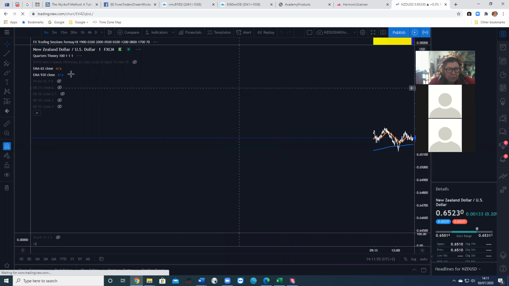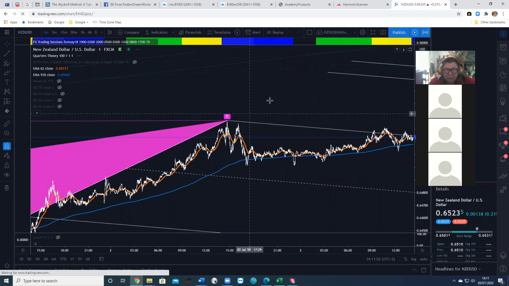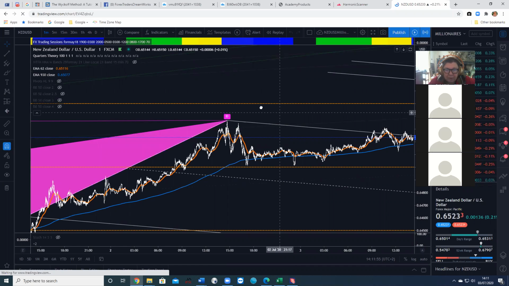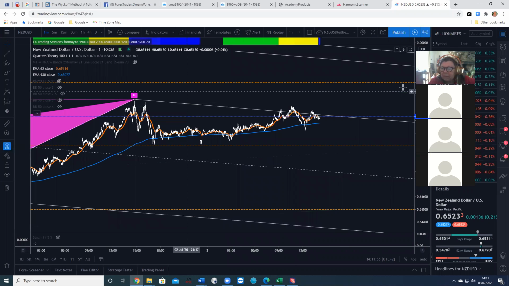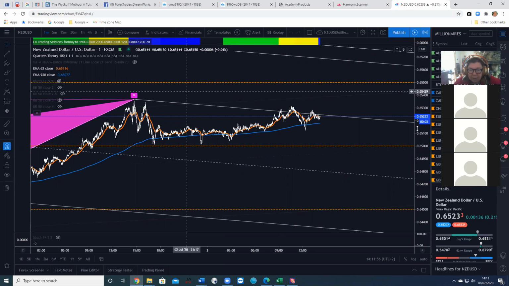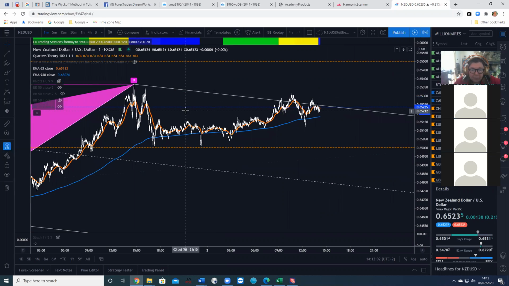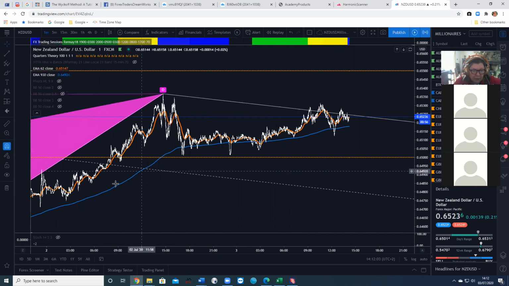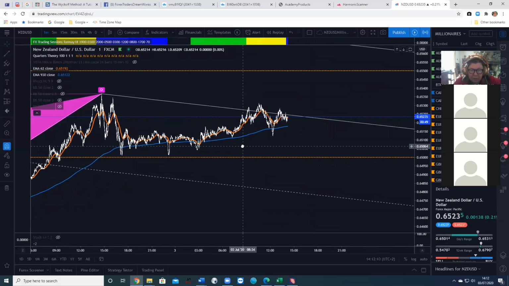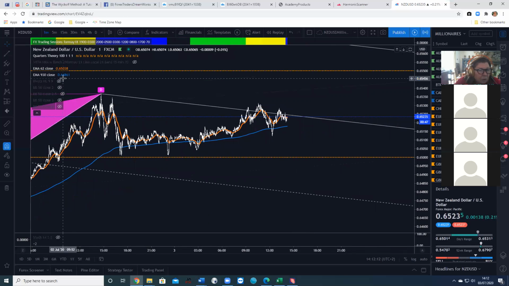Oh, and in fact, it must have been the last one I've done, because that's come up. So this is the chart on the 1 minute. That's the blue line, which is the 15-minute moving average. So at the moment, what is this? I haven't got quarter theory on.